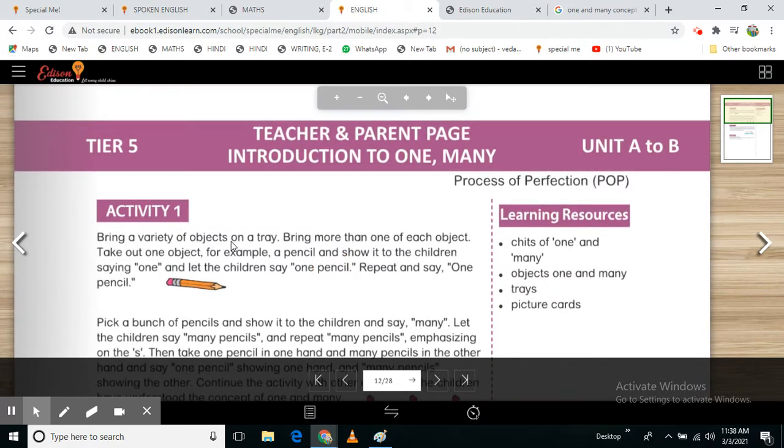Bring a variety of objects on a tray. Bring more than one of each object. Take out one object, for example, a pencil, and show it to the children, saying one. And let the children say one pencil. Repeat and say one pencil.